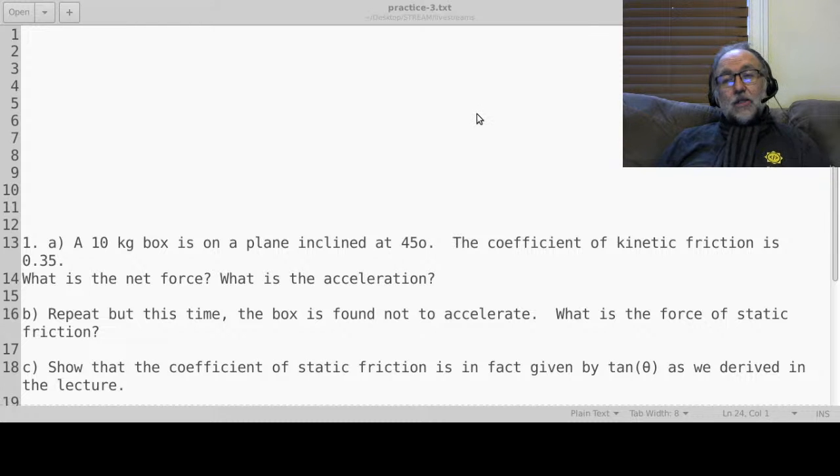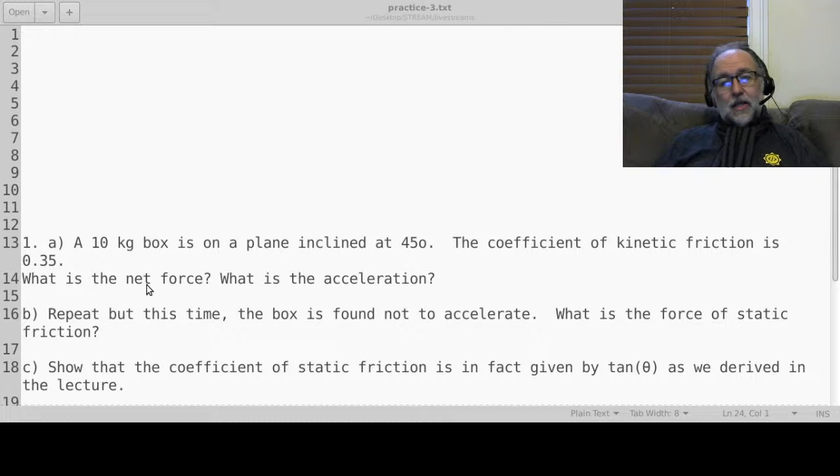All right, let's start off with the first one. I think it's your first question on the assignment. It's one of these single-box problems, just one box, but on an inclined plane. A single box on a flat table is trivial. I have a 10 kilogram box on a plane at 45 degrees, and the coefficient of friction is 0.35, and I want to know the net force and the acceleration.